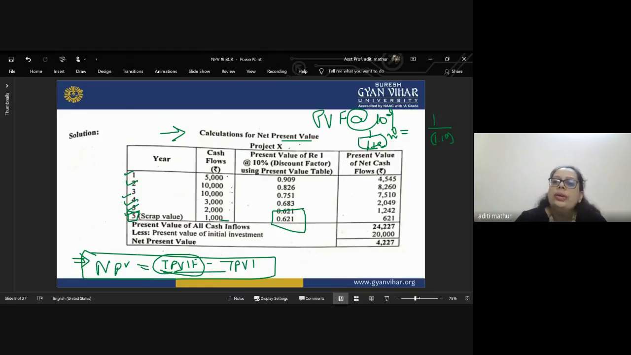Then what you do, you calculate the present value of cash inflows for each year. So you multiply 5,000 with 0.909, it will give you 4,545.